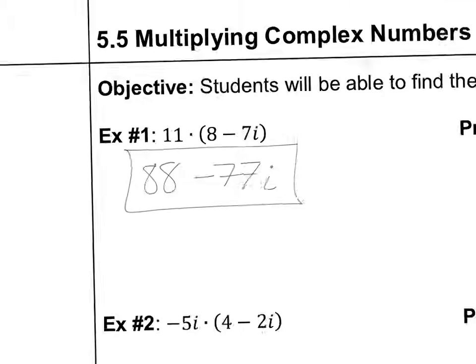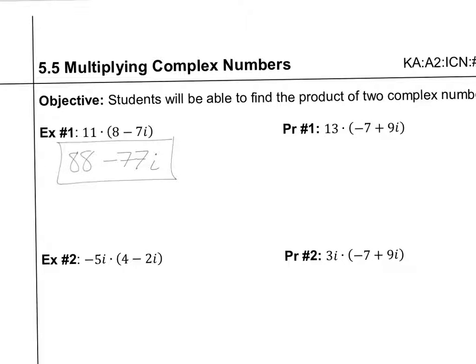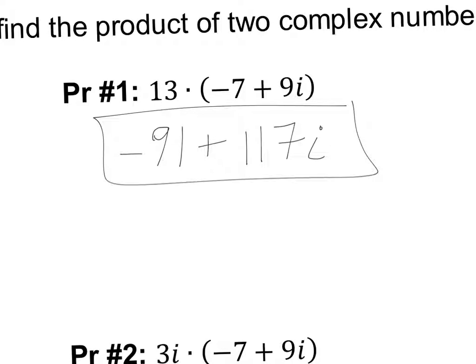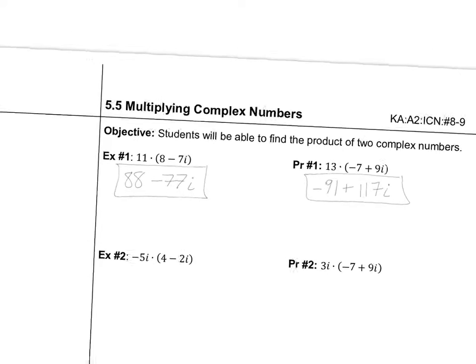Go ahead and give practice 1 a shot. Pause the video, and then unpause it when you're ready to check your work. Alright, 13 times negative 7, that's negative 91. 13 times 9i, that's 117i. There we go. That's pretty easy.